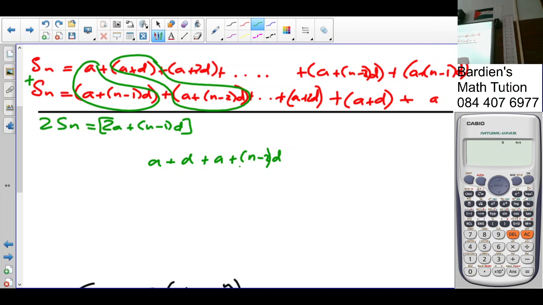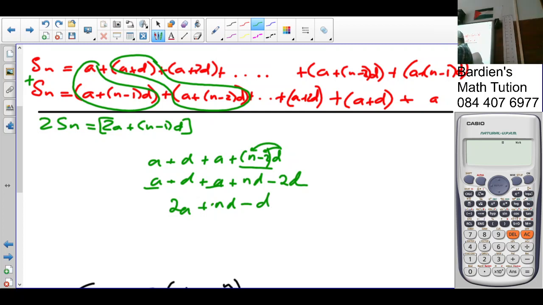So here's the issue. Let's multiply this out. I'm going to get a plus d plus a plus nd minus 2d. What is a plus a? 2a, plus nd minus d. What do you notice here? A common factor of d. So it's (n minus 1)d. So it's going to be 2a plus (n minus 1)d.